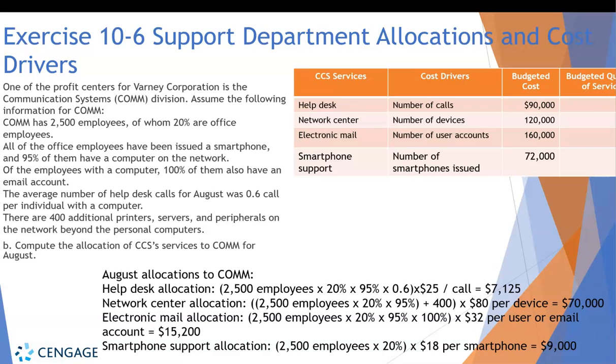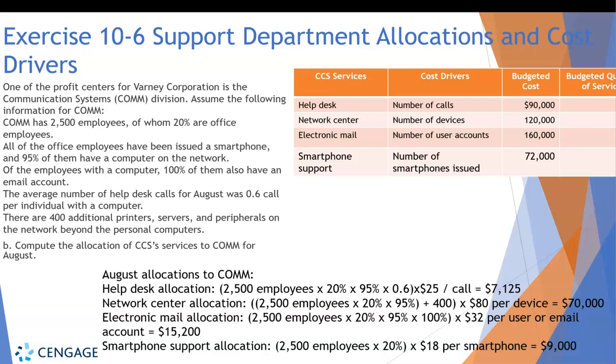For the electronic mail, we'll do 2,500 employees, 20% are in the office, 95% have computers, and 100% of them have an email account. At $32 gives us $15,200. And then for the smartphone, 20% are office employees that have a smartphone.